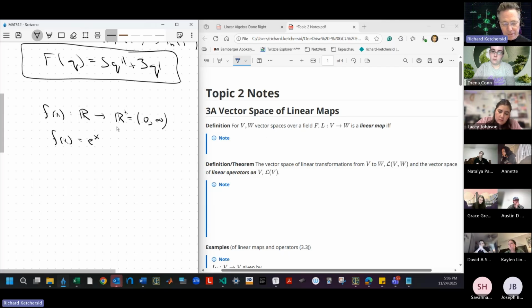So R plus is a subset of the reals, so I could view this as a function from R to R. This is a great example. Is this function linear, where I'm thinking of R on both sides as having plus? So R is a one-dimensional vector space over itself. Everybody should shake your head there, right?